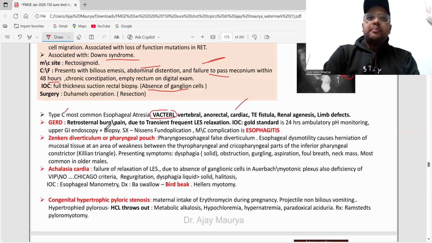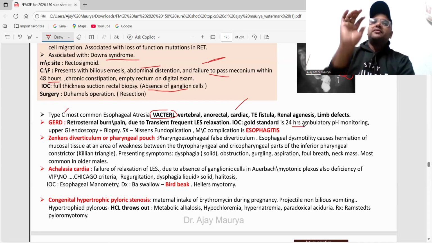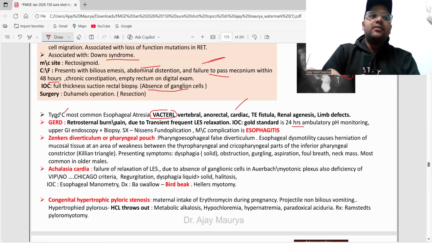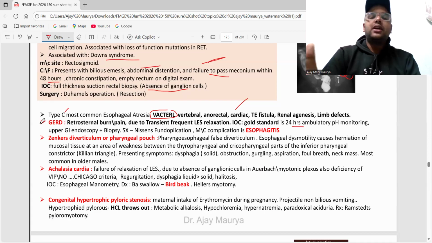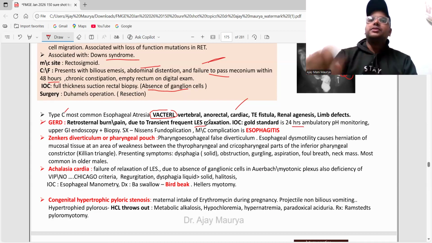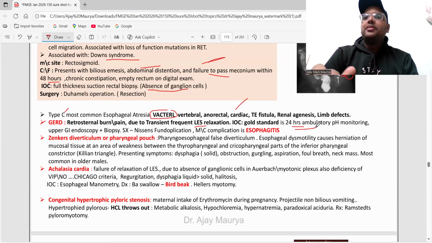For GERD, there is a burning pain due to frequent lower esophageal sphincter relaxation. What is the investigation of choice? The gold standard is the 24 hours ambulatory pH monitoring. Okay, for the GERD, everyone knows that it causes burning pain due to frequent lower esophageal sphincter relaxation. The gold standard is the 24 hours ambulatory pH monitoring.